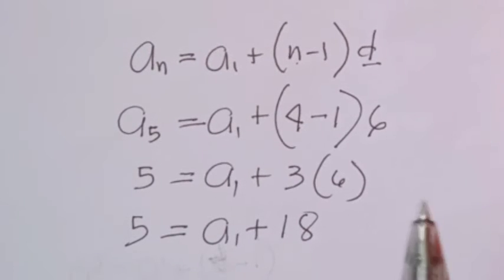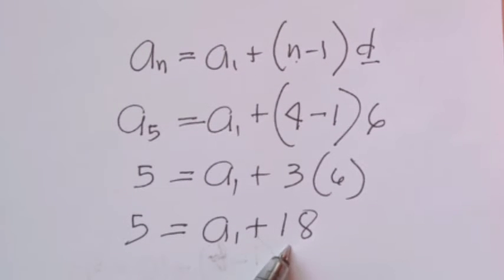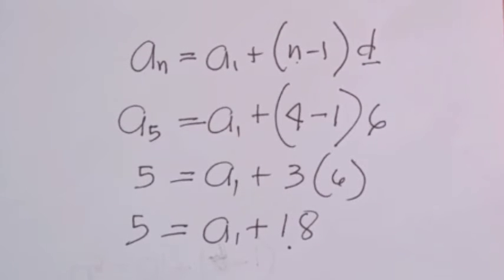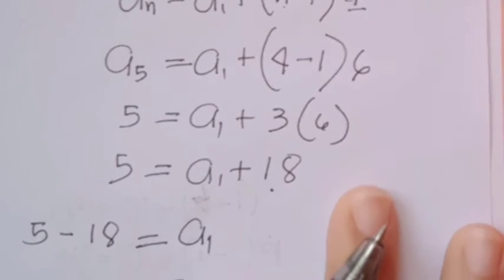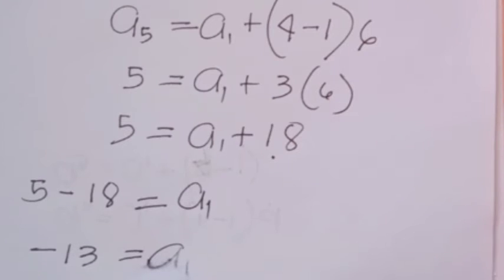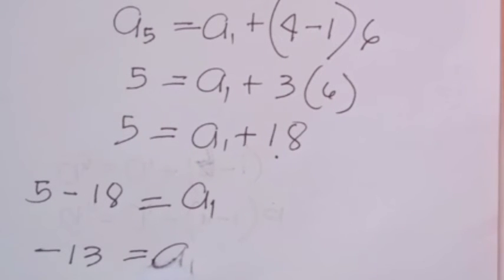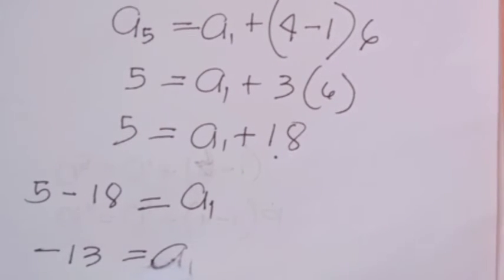Now, we will transfer the 18 to the left side. So this would be 5 minus 18 equals a sub 1. Simplify 5 minus 18. This would be negative 13. So here, our a sub 1 is negative 13.